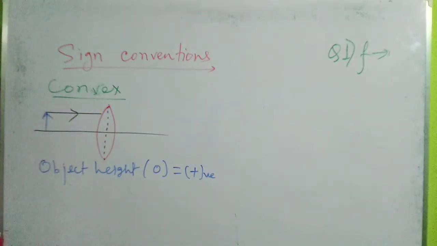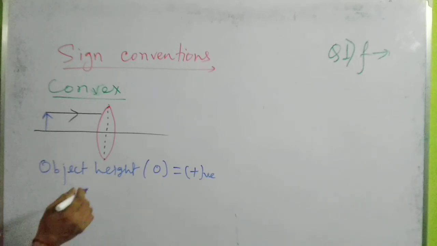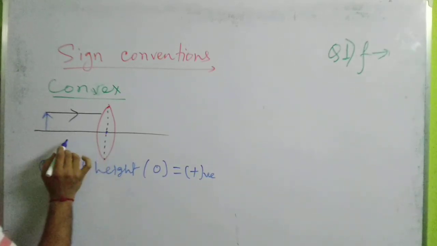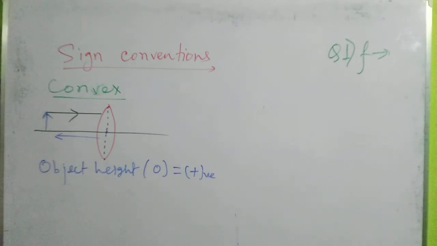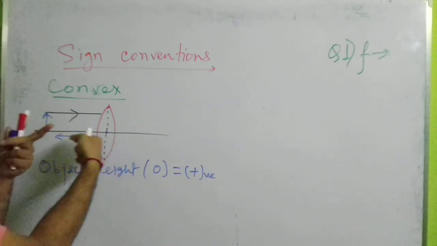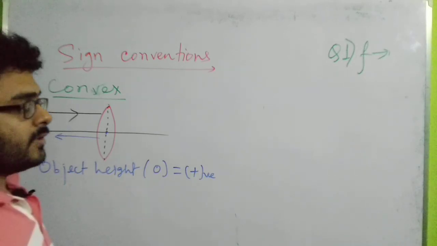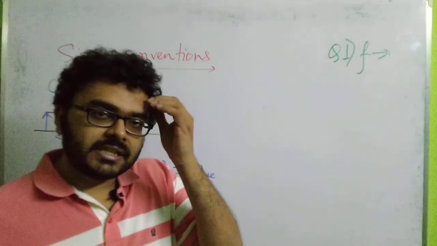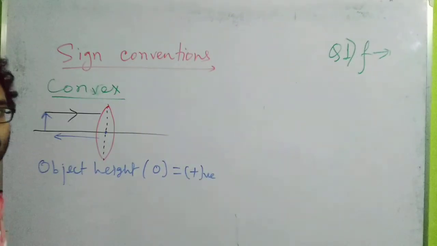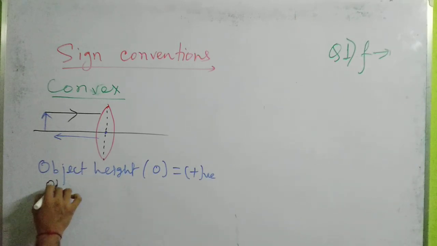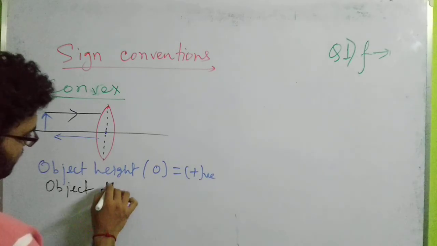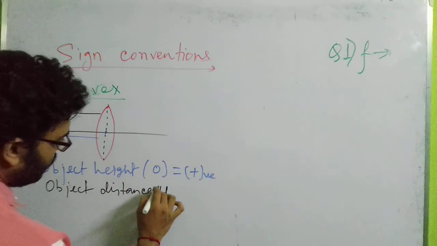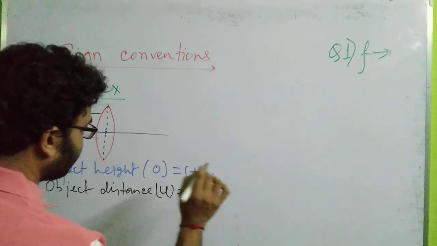It is positive. Okay, fine. The object distance. What about the object distance? Now see, when you are measuring the object distance, definitely you will have to move from this point, this optical center, in this direction in order to measure the object distance. So you are going against the direction of the incident ray. When you are going against the direction of the incident ray for measuring any length, then that length is considered to be negative. Okay, so here the object distance, denoted by the letter U, turns out to be negative.